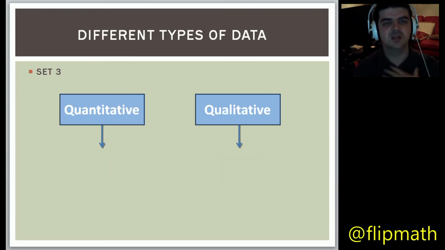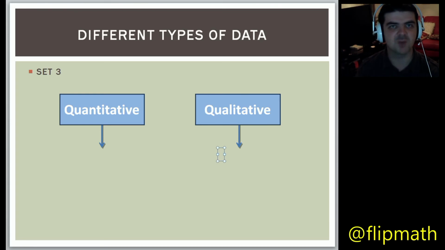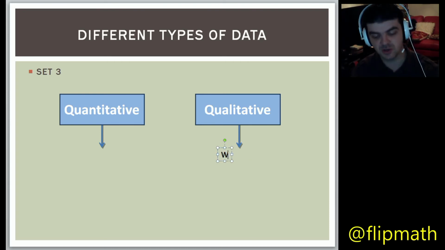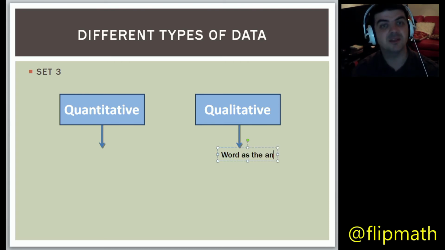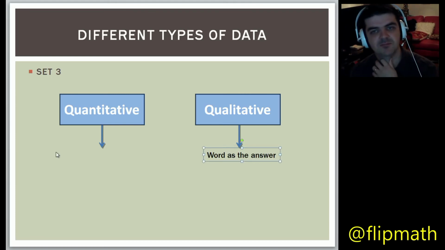Last set is quantitative and qualitative. So I'll start with qualitative actually. It's usually a word. So qualitative data is if I ask you a question, something like, what's your favorite pizza topping? And you would say pepperoni. There's no number in that.